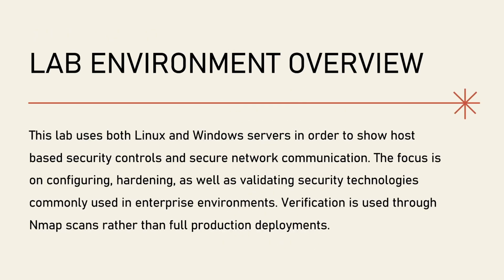Lab environment overview. This lab environment is designed to simulate a small enterprise network using both Windows and Linux servers. The purpose is to practice implementing host-based security controls and securing network communications. On the Linux side, we focus on AppArmor and iptables, while on the Windows side, we use IIS, Windows Firewall and HTTPS. By configuring and validating these controls, we gain hands-on experience with defense in depth, where multiple security layers work together to reduce risk.